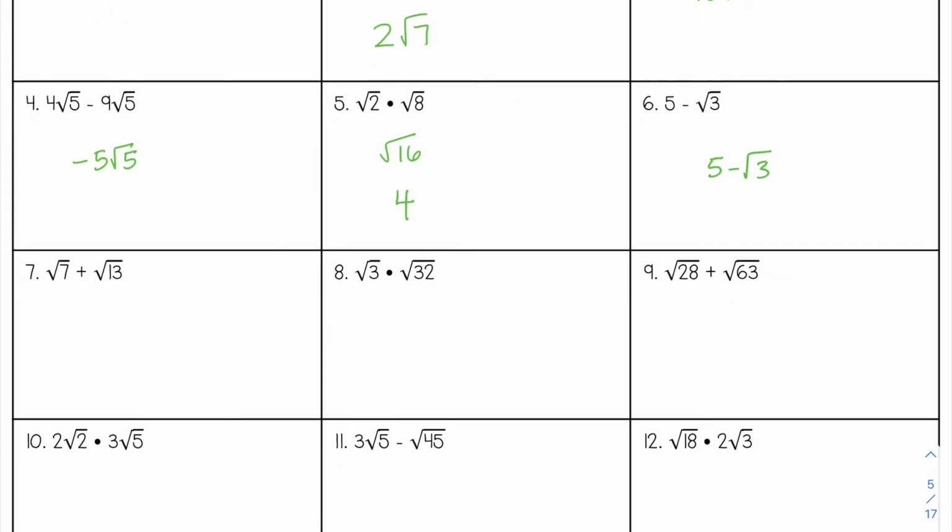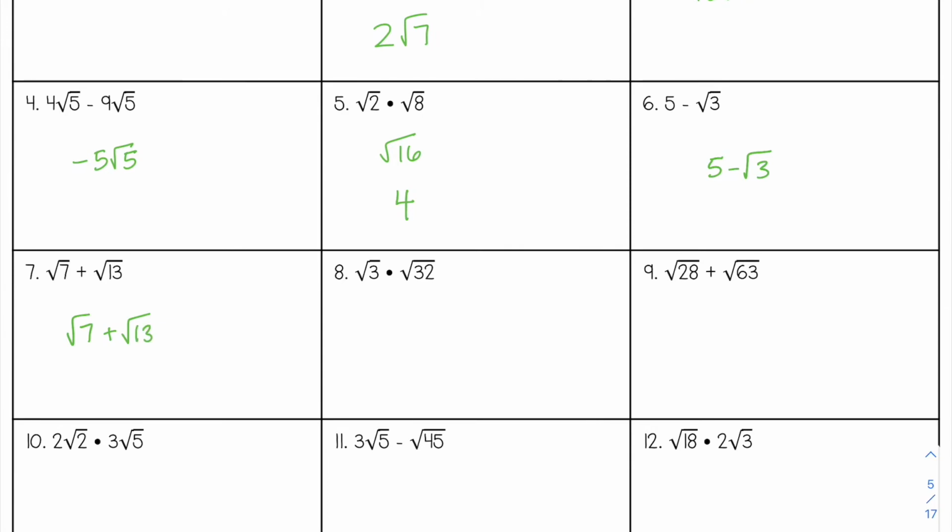Okay, pause the video now and try 7 through 12 by yourself. All right, let's see how we did. All right, number 7, those are both radical expressions, but I cannot add them together because they don't have the same radicand. So this is as simple as I can make it.